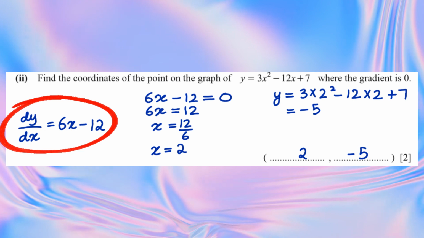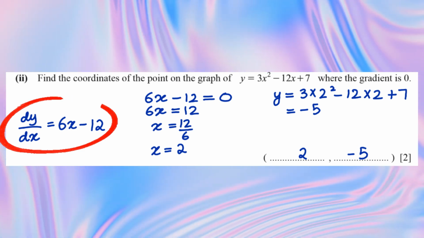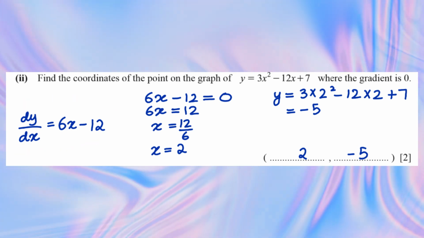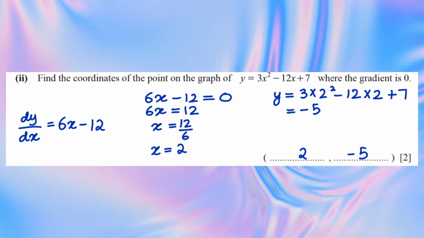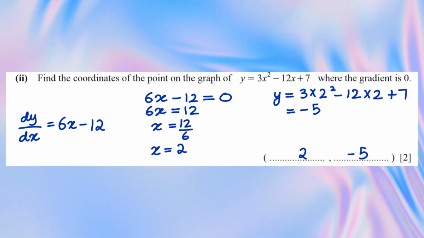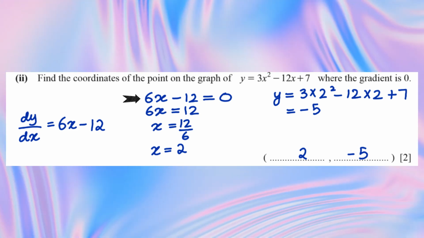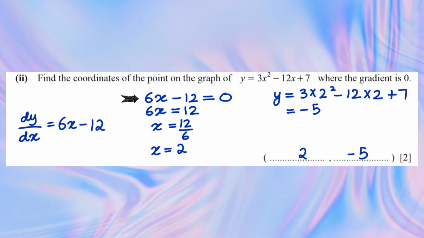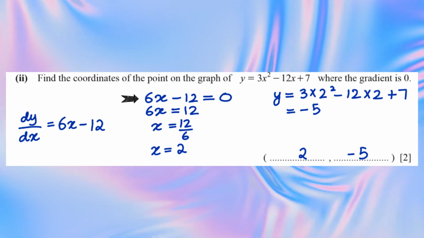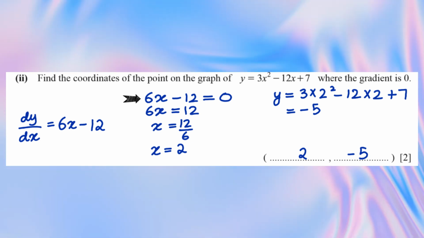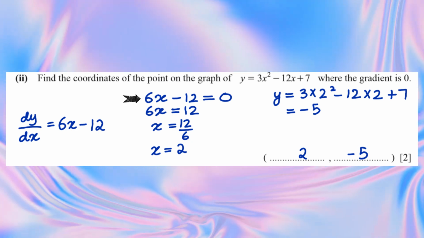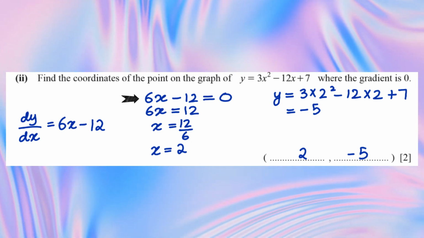We already know that the derivative of this quadratic equation is 6x minus 12, and we know that the gradient is supposed to be 0. So, since the derivative gives us the gradient at any point on a curve, we know that the derivative 6x minus 12 equals 0, as 6x minus 12 can give us the gradient 0 for some point on the curve. Solving 6x minus 12 equals 0 gives us the x-coordinate of that point.